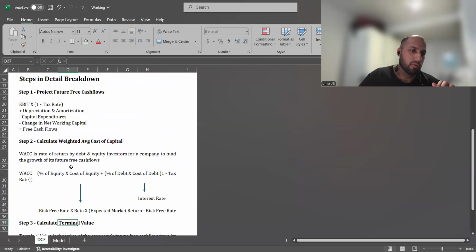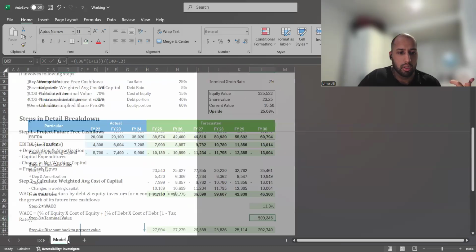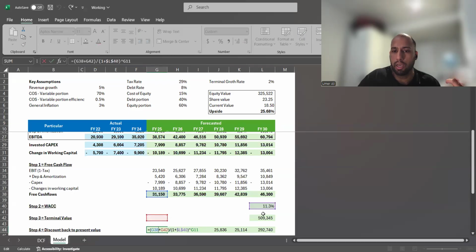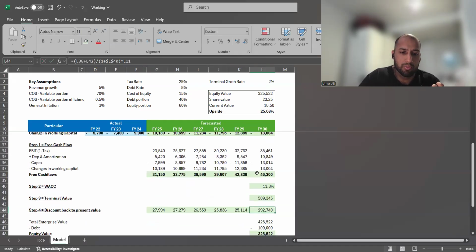Now we are left with only two steps. Step number four, we have to discount back to present value. So we have two cash flows here, free cash flow and the terminal value. We will add both of these cash flows and discount them by our WACC that we have calculated, that is 11.3%, with the number of years. Like our financial year 30 cash flow is 6 years down the lane and we will discount it by 6 years to calculate our present value.